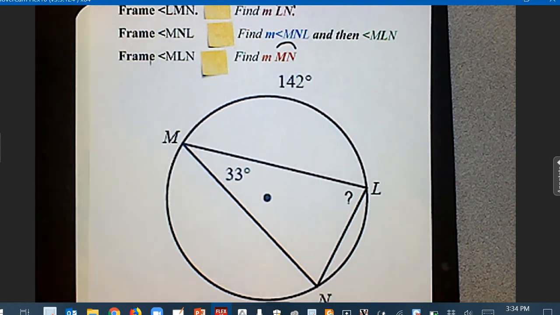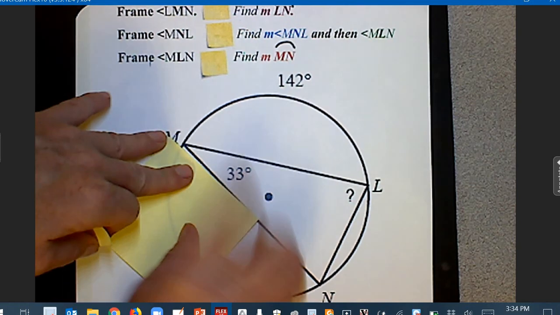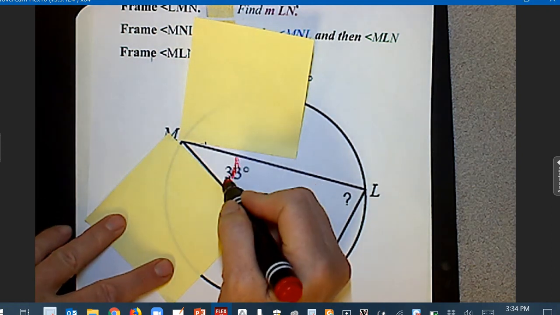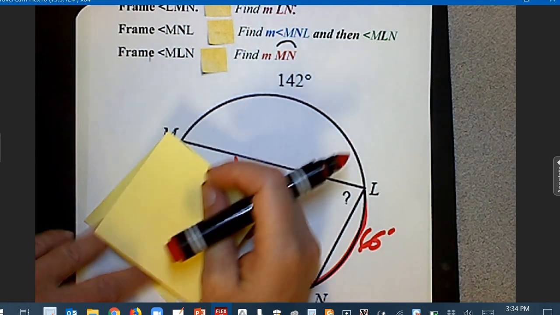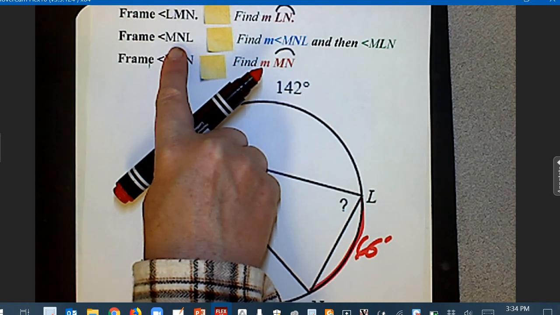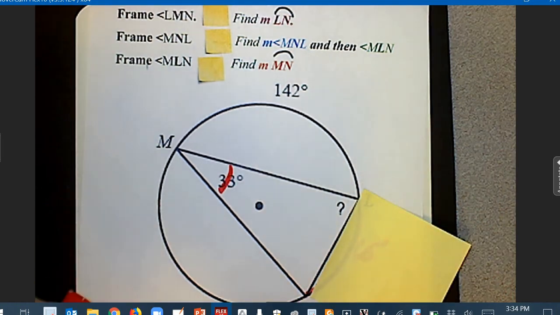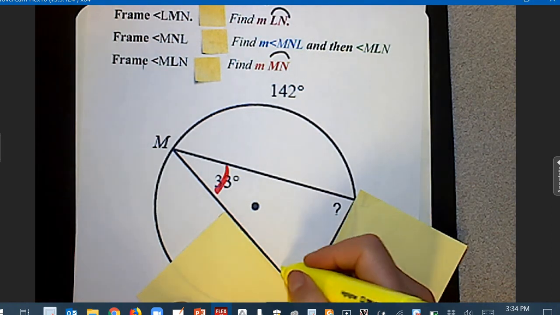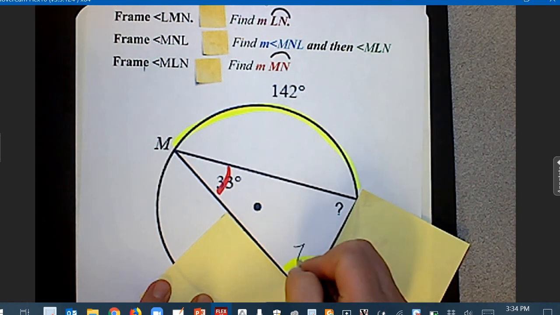Alrighty, welcome back. Hopefully you're correcting and not cheating and simply copying. Step 1, it wants you to frame LMN. So you should have done this. Sweep the angle, sweep the arc. That would give this 66 degrees. Then you're supposed to frame MNL. That's this way. You should have framed. Sweep the angle, sweep the arc. That's also half. So that's going to be 71.